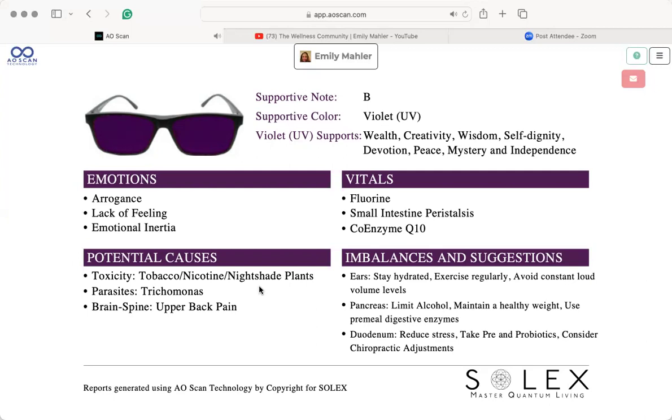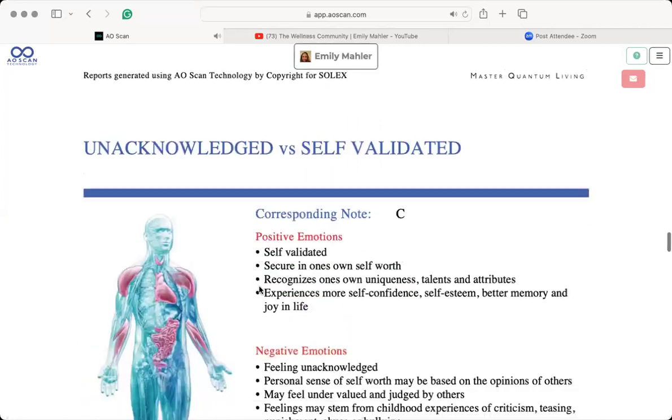So peppers, tomatoes, eggplants, potatoes, which I have actually eaten recently, and even cauliflower. Certain foods actually have nicotine in them. Nicotine is not necessarily a bad thing. It's a chemical that is natural. And so I could have a sensitivity to those types of foods right now, which means my body is not breaking them down. There's another parasite and more brain spine. My chiropractor loves me right now.